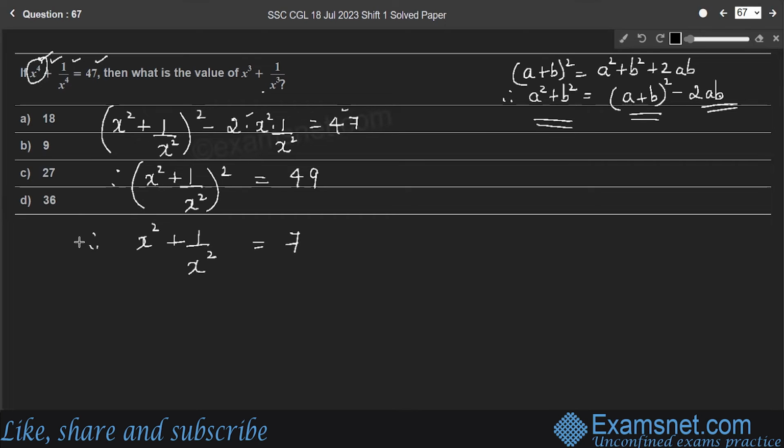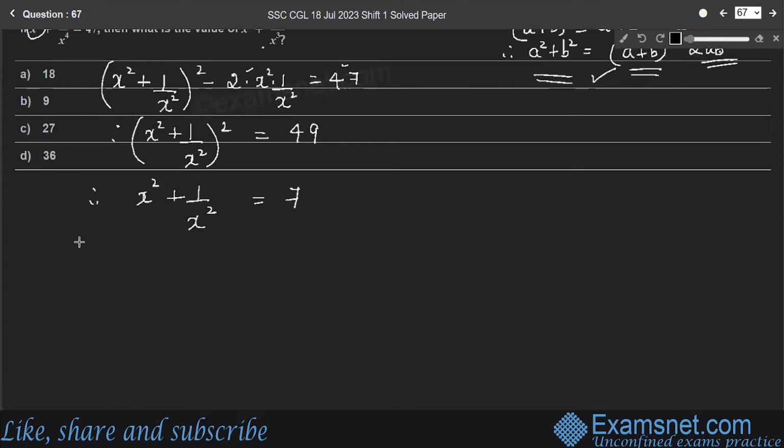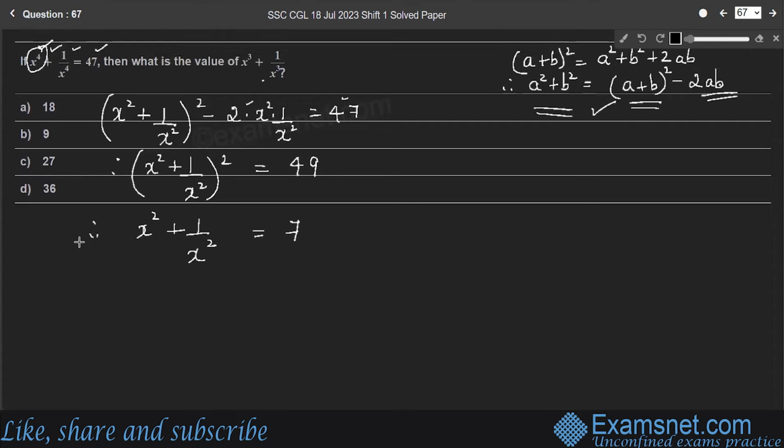Again, reduce the power using the same formula, right? Here the left hand side is in the form of a square plus b square, which is equal to a plus b the whole square. Here a is x, b is 1 by x, right? a plus b the whole square, x plus 1 by x the whole square minus 2 times ab. The product of a and b is 1, therefore it becomes minus 2 is equal to 7.